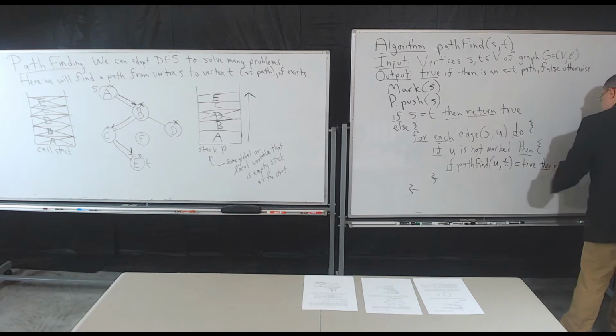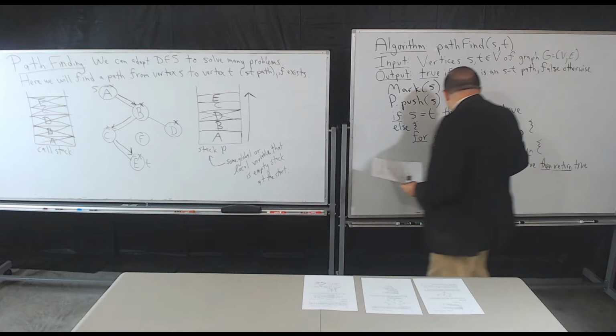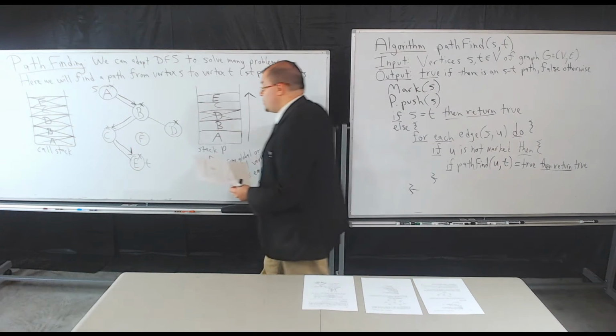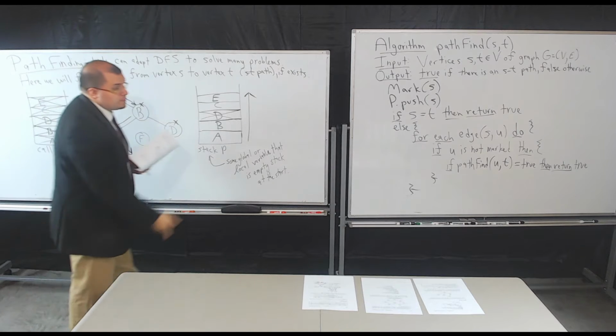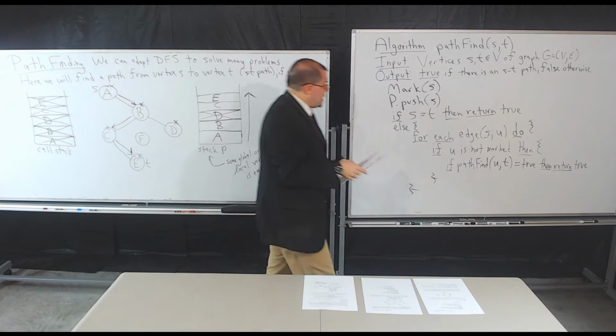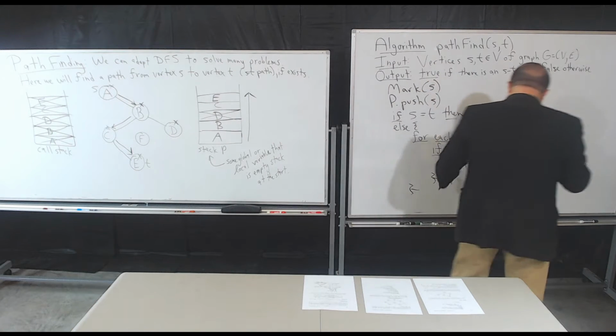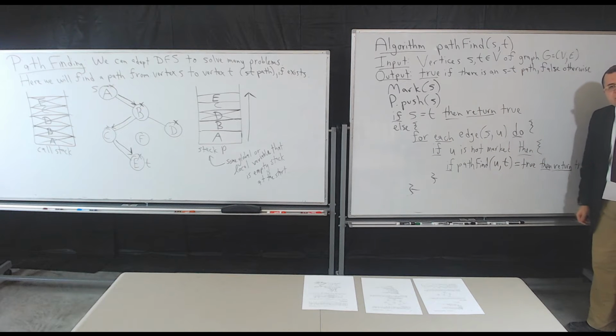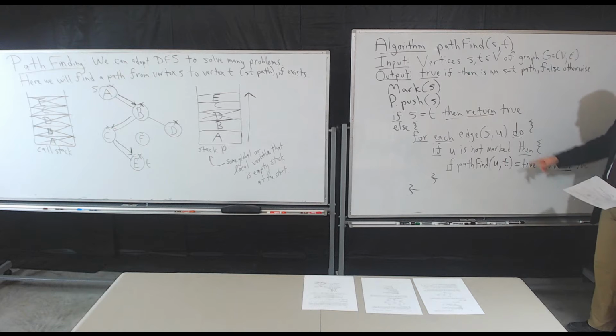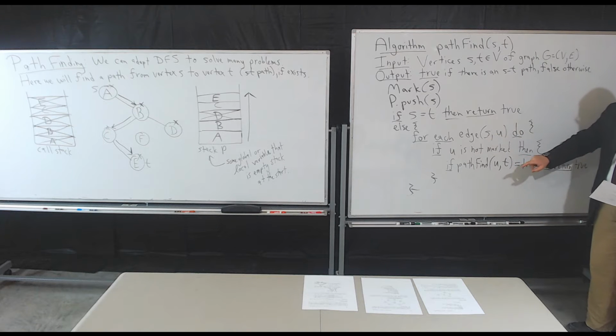Right? So if I find this path, then I better return true. That's what I did when I cascaded up, right? As soon as I found it, I worked my way back all the way to S. Now, what do I do if I check all my incident edges? All the incident edges on S. What do?